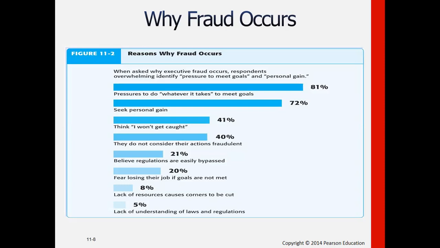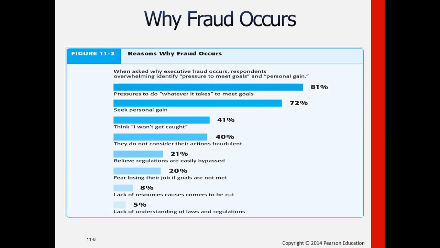So the attitude or rationalization, they do not consider their actions fraudulent. So they would be thinking that, oh, I am not actually doing a fraudulent transaction. Believe regulations are easily bypassed. There are rules in the organizations and they want to bypass that. Fear of losing their job if goals are not met, that's one thing also. Lack of resources causes concerns and corners to be cut. So there are some areas supposedly that should be in place to make sure that the situation would be ethical, but it's actually being cut down.